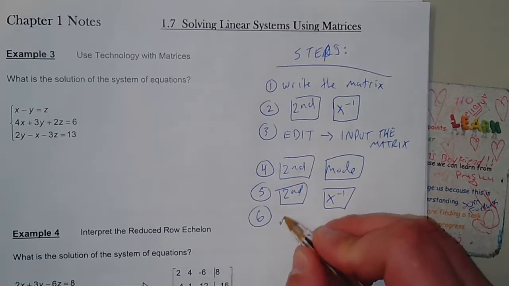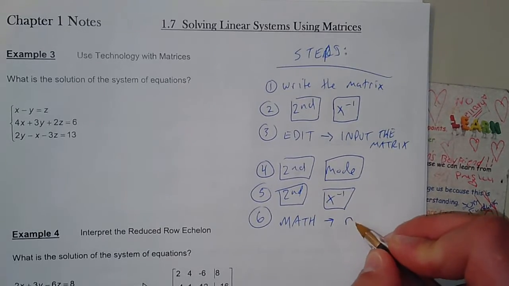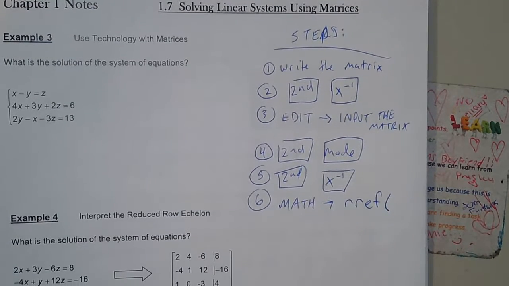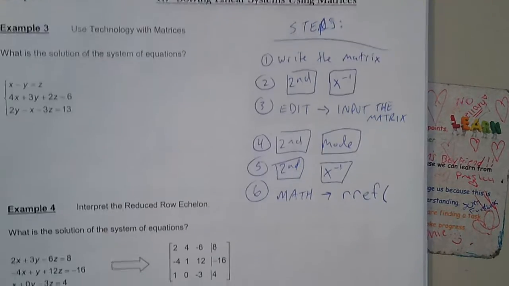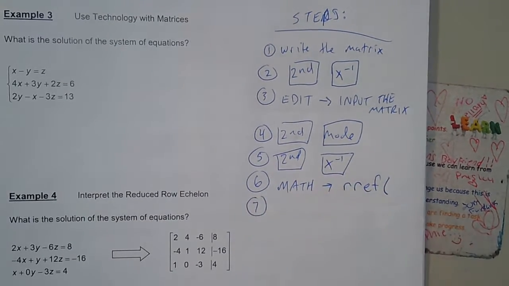And then we pick the math option. And you want to pick the one that says RREF with a little parenthesis. If you remember that from Friday, that stands for reduced row echelon form. Essentially, you're telling the calculator, hey, I want you to solve this matrix. I want you to reduce everything down to single variables. Again, this looks really complicated because we're just writing down all the steps. Once you start doing it, it makes a lot more sense.